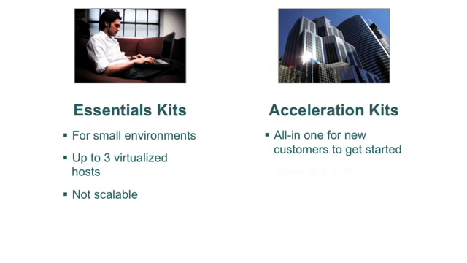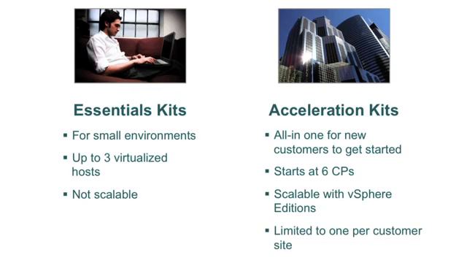They start with support for 6 CPUs and are scalable. Acceleration kits have a limitation of 1 per customer site in order to encourage growth with the vSphere edition. After a customer purchases an acceleration kit, they can continue to buy vSphere or vSphere with Operations Management editions, or even upgrade to higher editions.